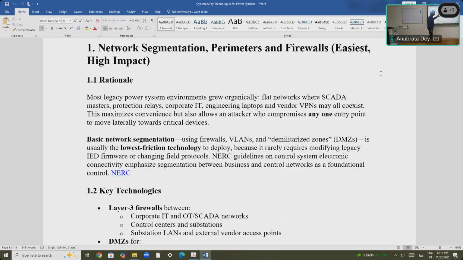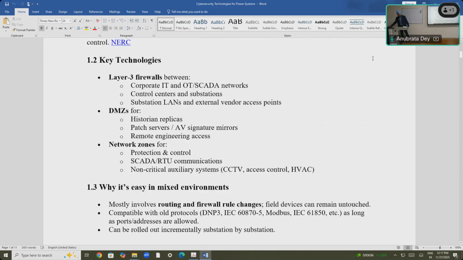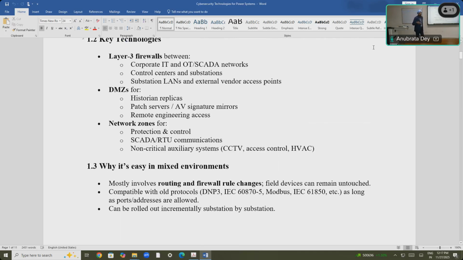As I said, this maximizes convenience, but it allows the attacker to enter at any one point in that flat network, and then they can propagate and go anywhere. That's why we are talking about basic network segmentation. We will use firewalls, virtual LAN, demilitarized zone. We have talked about all these technologies. All I'm trying to do is give you an idea of the priority in terms of providing security.